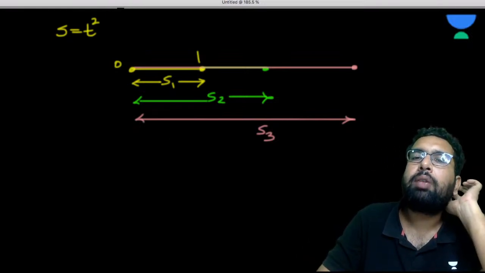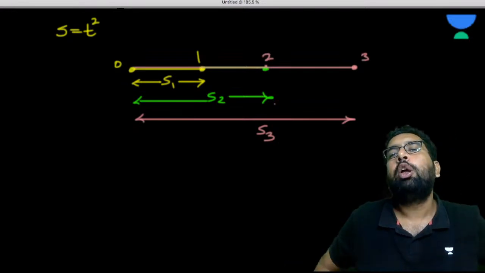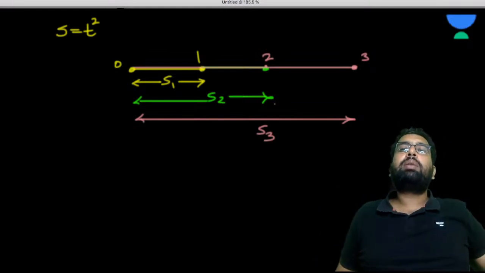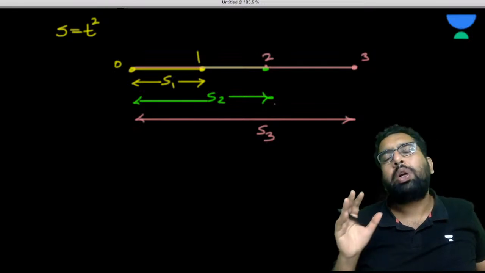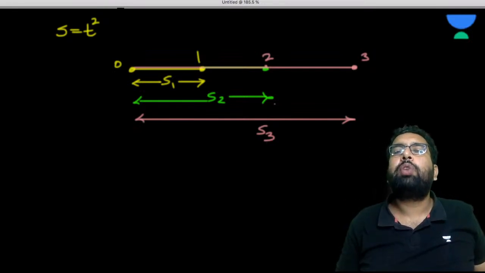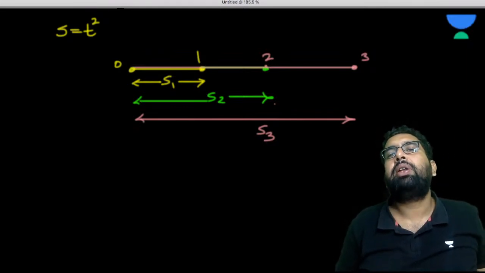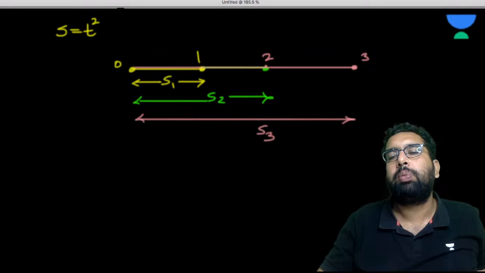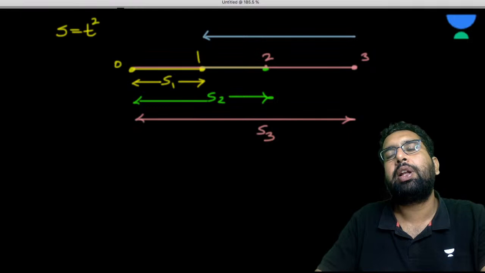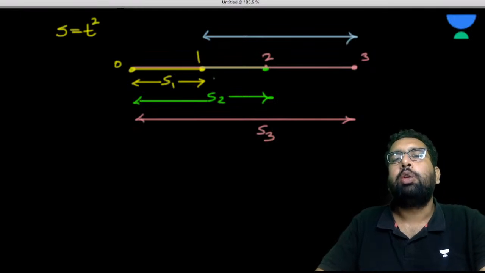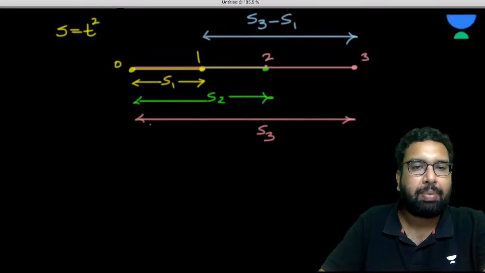This is the displacement till 1 second. This is the displacement till 2 seconds. This is the displacement till 3 seconds. So we are asked about the average velocity between 1 and 3 seconds. Obviously between 1 and 3 seconds, the displacement is going to be like this. This is the displacement between 1 and 3 seconds, do you agree or not? So it is basically S3 minus S1.